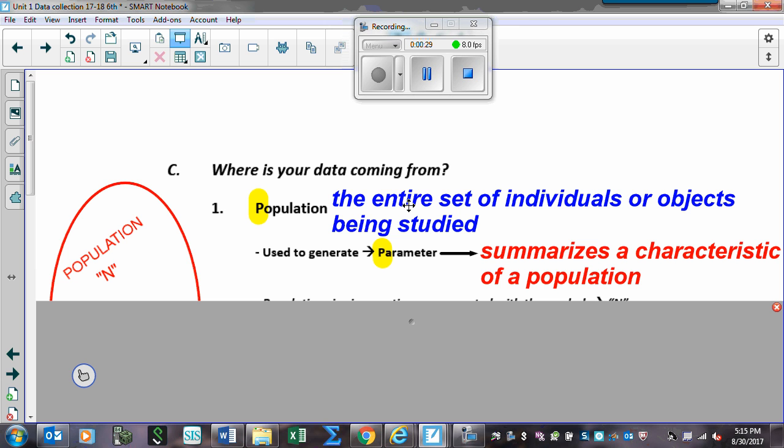What we're studying about that population can be expressed in terms of a parameter, which summarizes a characteristic of a population. If we're talking about something that's numerical, we would talk about the mean of the population and the standard deviation of the population. And if we're talking about something that was categorical, we would talk about the proportion of the population. Okay? And so the parameter describes a characteristic of the population, so we can remember that because population and parameter both start with P, and so they go together.